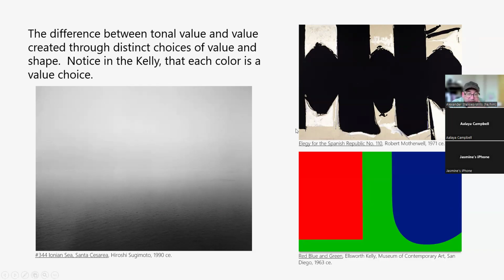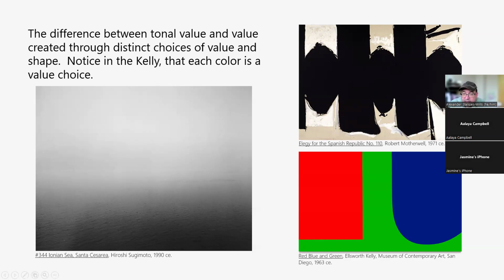But we also have distinct choices of value, right? I want you to think about this. You don't have to tell me the answer, but how many values are in this painting, Guernica, for the Spanish Republic? You don't have to say it, but just think about it for a second. So it's a complex question, right? A good answer would be three, right? We have this black, which is pretty much the same everywhere.